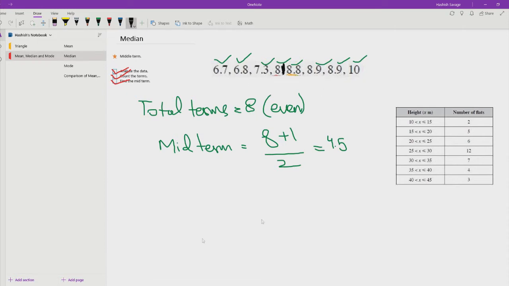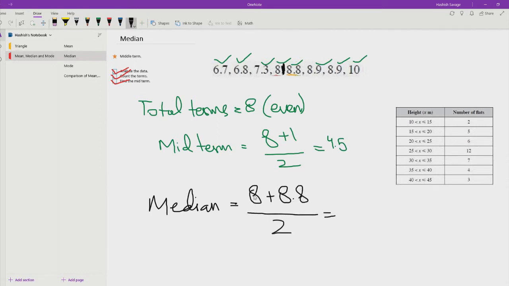So how to find the answer? The median will be: the fourth term is 8 and the next term is 8.8. As the answer is lying in between these two terms, you will add them and divide by 2. So 8 plus 8.8 is 16.8, and your answer is 8.4. So this is very easy.